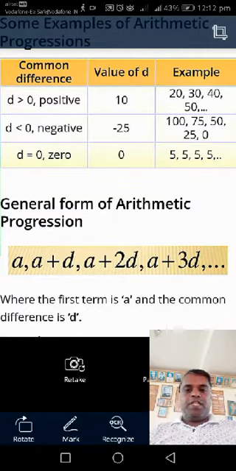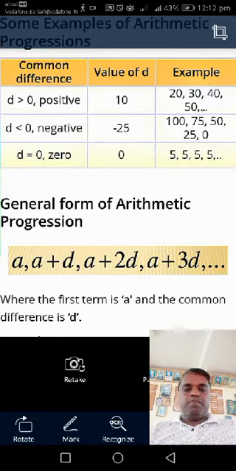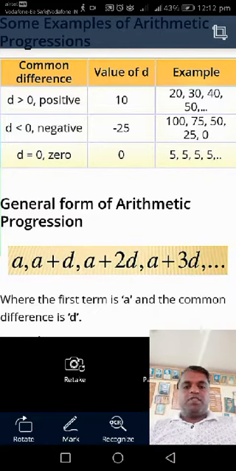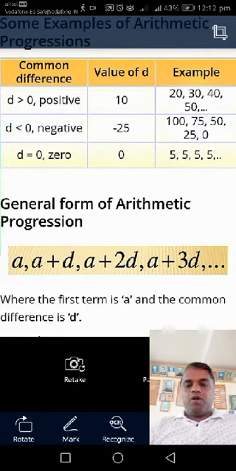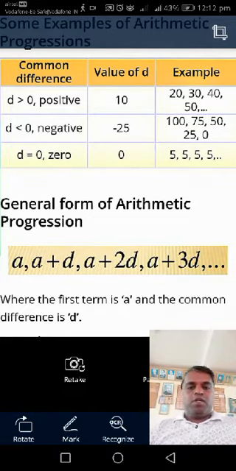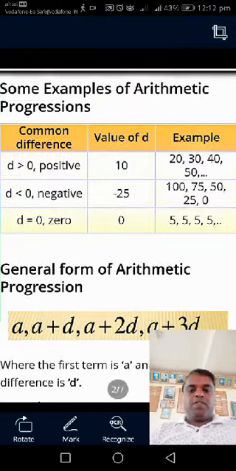Similarly, if D equals 0, it means the difference is 0. In any sequence, if the difference is 0, then the values will be the same. For example, 5, 5, 5, 5. In this, the difference is always 0.